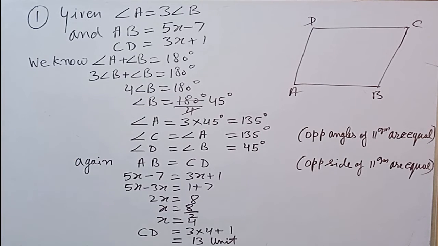Now we will find the side CD. So AB equal to CD, because the opposite sides of a parallelogram are equal, that means 5x minus 7 equal to 3x plus 1, whatever is given. So we will take 3x from right to left and minus 7 from left to right. So 3x subtracted from 5x will give you 2x, and minus 7 will go to the right side and add to 1, will give you 8. So 2x equal to 8, that means x equal to 8 upon 2, that is 4. Now CD is equal to 3 into x plus 1, that is 3 into 4, 12 plus 1, that will give 13 units. So in that manner you will do question number 1 of exercise 17.